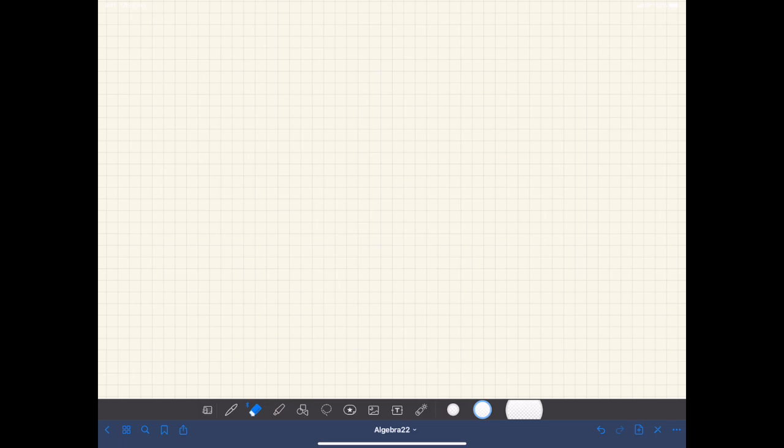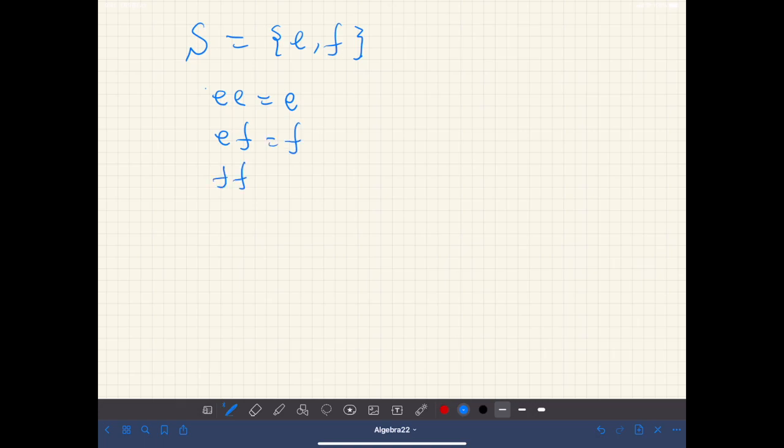Here is an example, or rather a counterexample. Let's see, S is a set of two elements, let's call it E and F. And we define the multiplication, the binary operation, in this set as EE is equal to E, and EF is equal to F, and FF is equal to F, and FE is equal to E. So this defines the binary operation within this set. And you should see that this is indeed a semigroup.